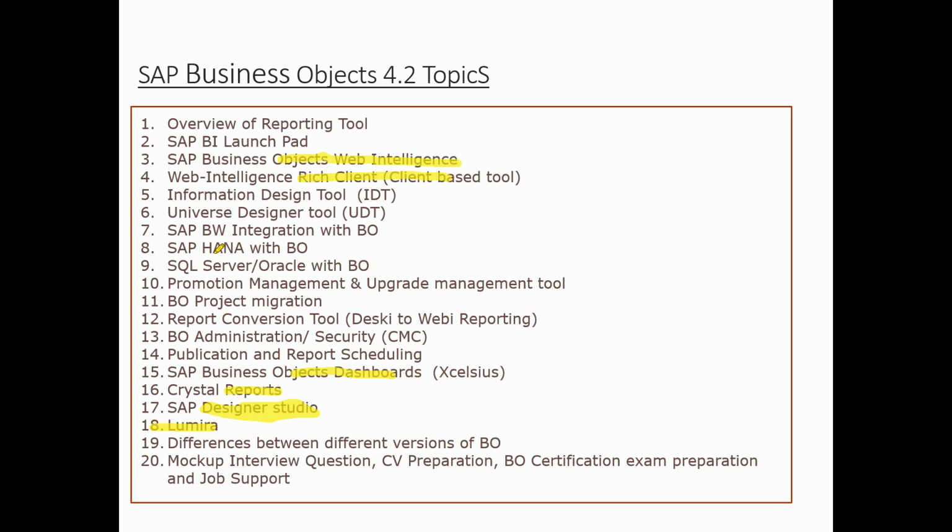And also we are discussing the Information Designer tool, the Universe Designer tool, and how to develop reports on top of BW, SAP HANA, SQL Server, and Oracle databases. I'm going to cover the SQL Server database with BO. How to promote report development to quality: normally all development is done in the development server, and that needs to move to the quality system and then to production. So how we can move the reports from dev to quality to production, using the Promotion Management tool, we'll discuss.